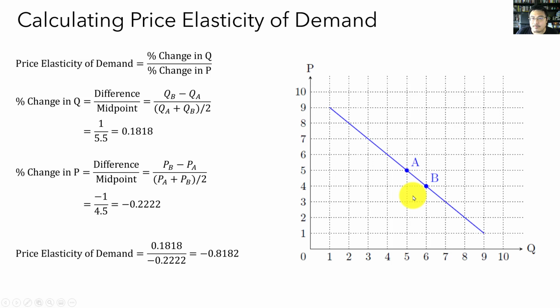to point B. And so in terms of what that number means, minus 0.8182, what that number says is that between points A and B, for every percentage increase in price, the quantity demanded is going to fall by 0.8182 percentage points. Okay, that's the interpretation of this number. And generally speaking, the price elasticity of demand is always going to be negative because price and quantity demanded move in opposite directions.